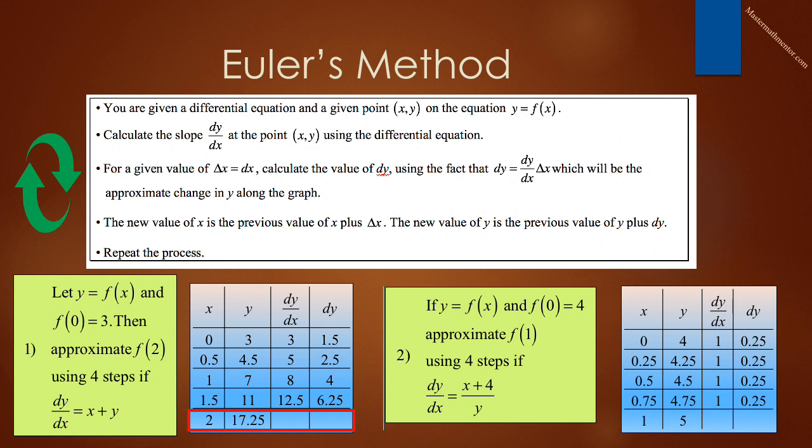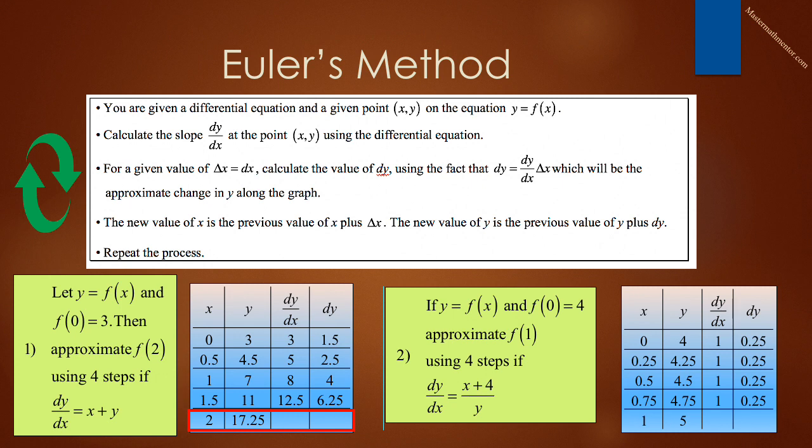When constructing your table, I suggest putting in all the x values first. You're starting at f of 0, and you want to end up at f of 1. So 1 minus 0 divided by the 4 steps makes your delta x 0.25. Our first y is 4, and therefore dy/dx is (0 plus 4) over 4, which is 1. Dy, therefore, is 1 times 0.25, which is 0.25. So our new y is 4.25.